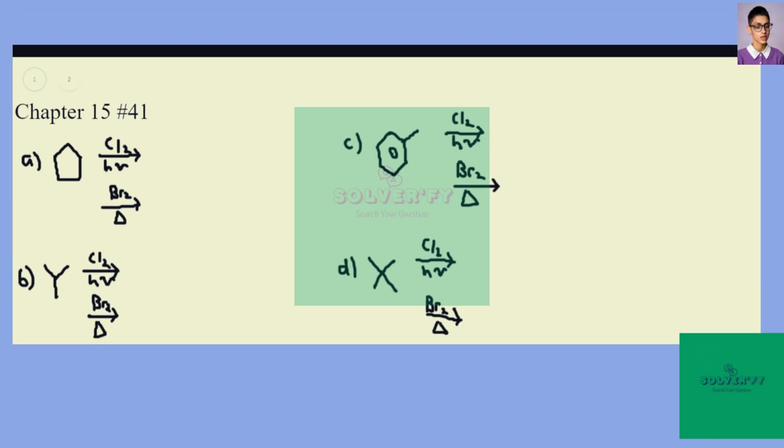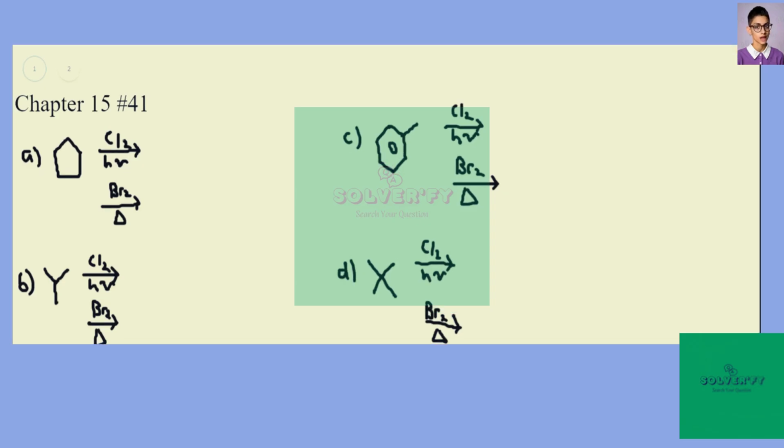This is the answer to chapter 15, problem number 41 from the Smith Organic Chemistry textbook. This problem asks us to draw the products of radical chlorination and bromination of each compound. We're also asked for which compounds a single constitutional isomer is formed for both reactions, and what must be true about the structure of a reactant for both reactions to form a single product.